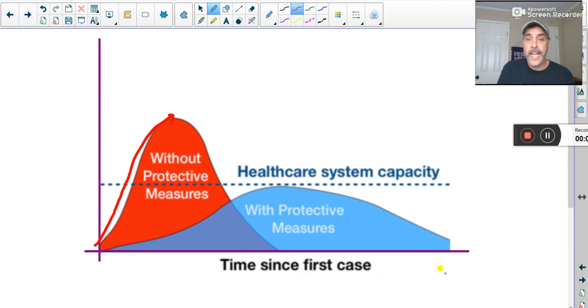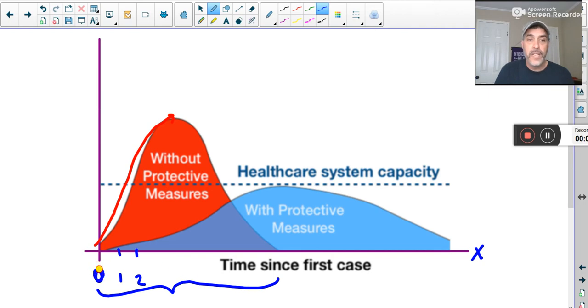The x-axis is talking about the time since the first case. So this would be day 0, maybe day 1, day 2. I'm not exactly sure what their interval is, but our domain for this would be something of this nature.